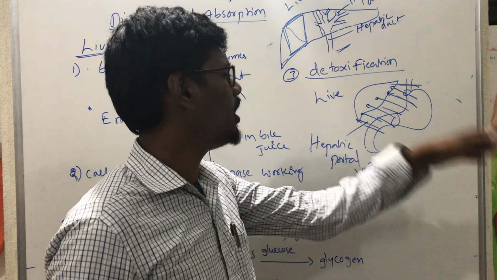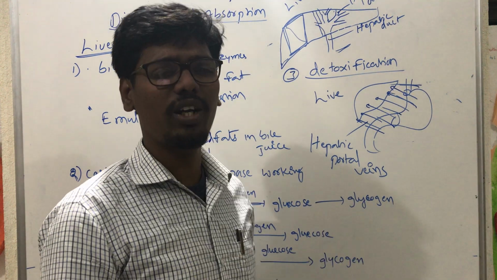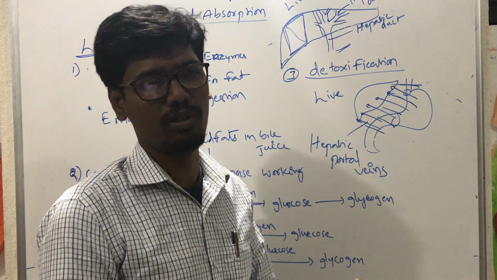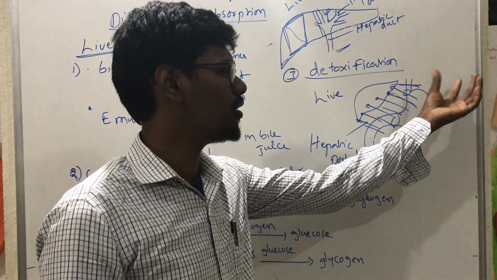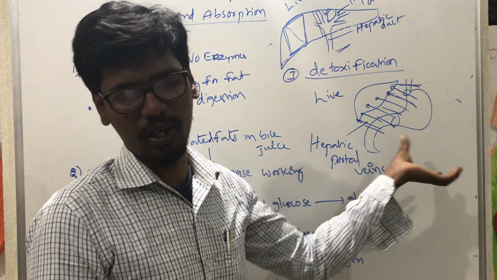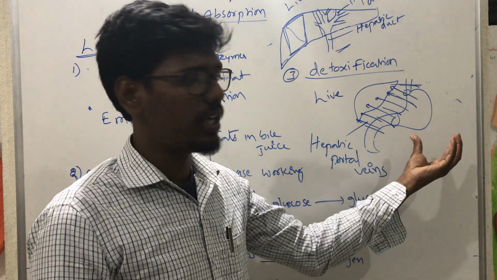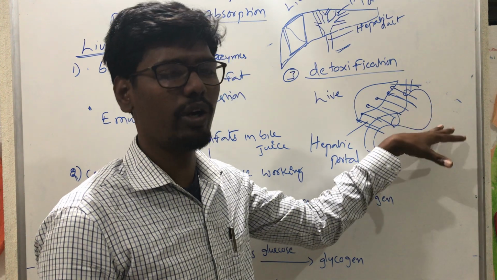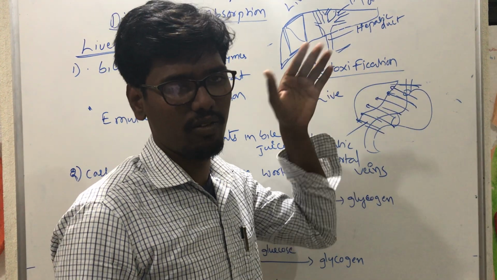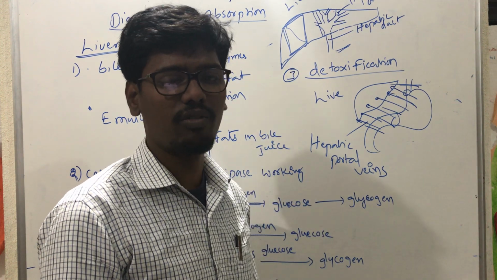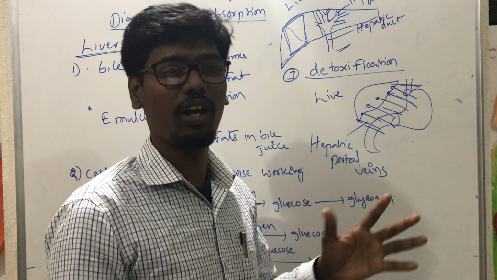That is called detoxification. Whatever poisons and alcohol we take in, all the poisonous food, poisons, and toxins go directly through the hepatic portal veins to the liver. The liver performs detoxification. It is a small amount, not a large amount.